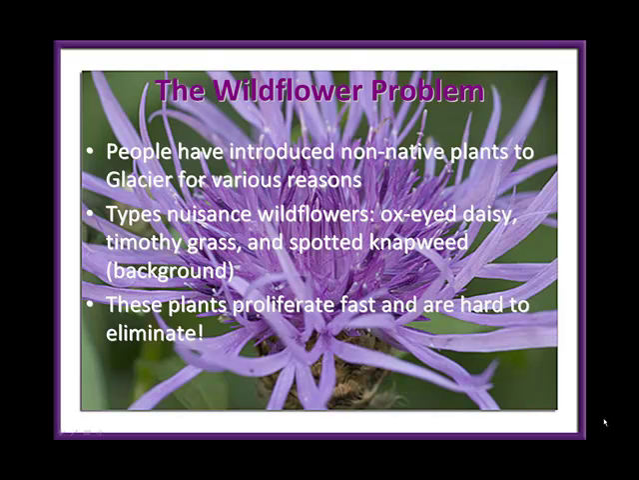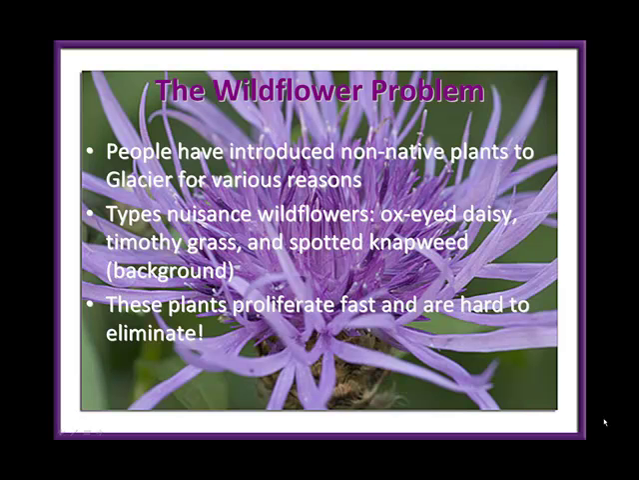Over the years, people have introduced non-native plants to Glacier for various reasons. Although some of these species were introduced inadvertently, others were done so deliberately to rectify barren land problems and to serve as food for certain animals. In the 1920s and 1930s, Timothy grass was introduced for horses to graze. Most of these species haven't been a problem. However, some have become a nuisance.